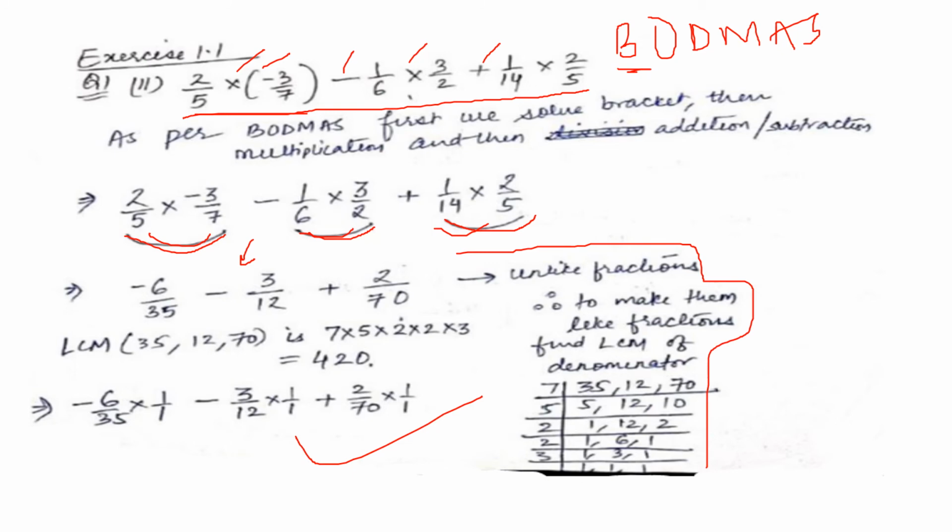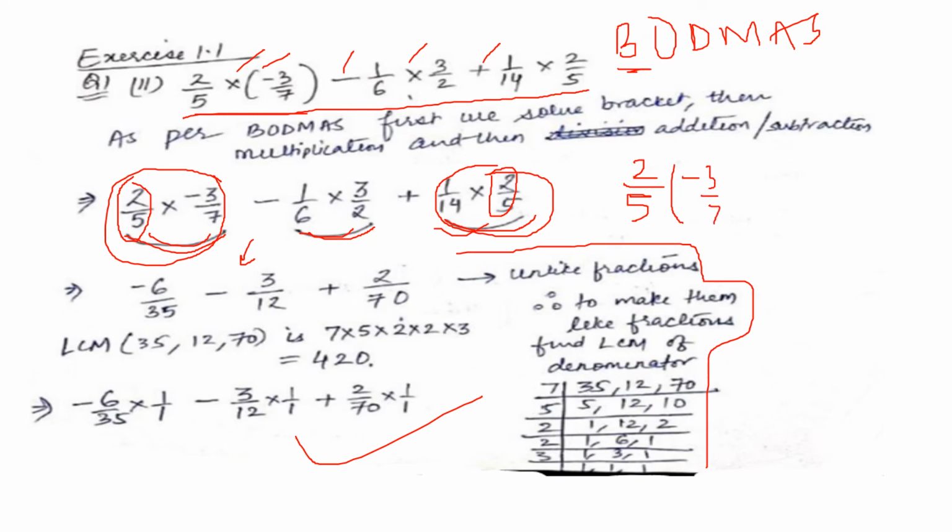You can see in this complete and this complete, what is same? This 2 by 5 is same. So what I can do is take 2 by 5 common from these two. So what will happen? It becomes 2 by 5 bracket minus 3 upon 7 plus 1 upon 40, and remaining is minus 1 upon 6 into 3 by 2.